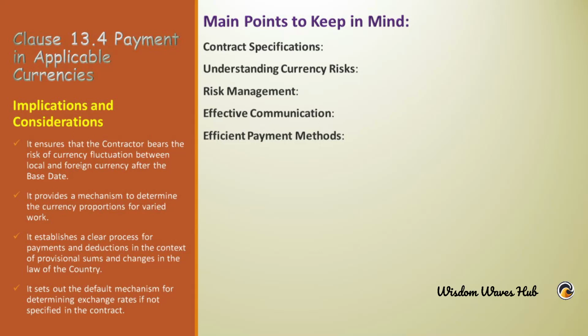Having a clear and detailed contract that specifies the currencies and the method of determining payment amounts is crucial. Accurate record keeping and documentation of currency proportions and adjustments are essential. Regularly review and update currency proportions to account for exchange rate fluctuations and currency risks. Implement risk management strategies such as hedging or forward contracts to mitigate currency exchange risks.